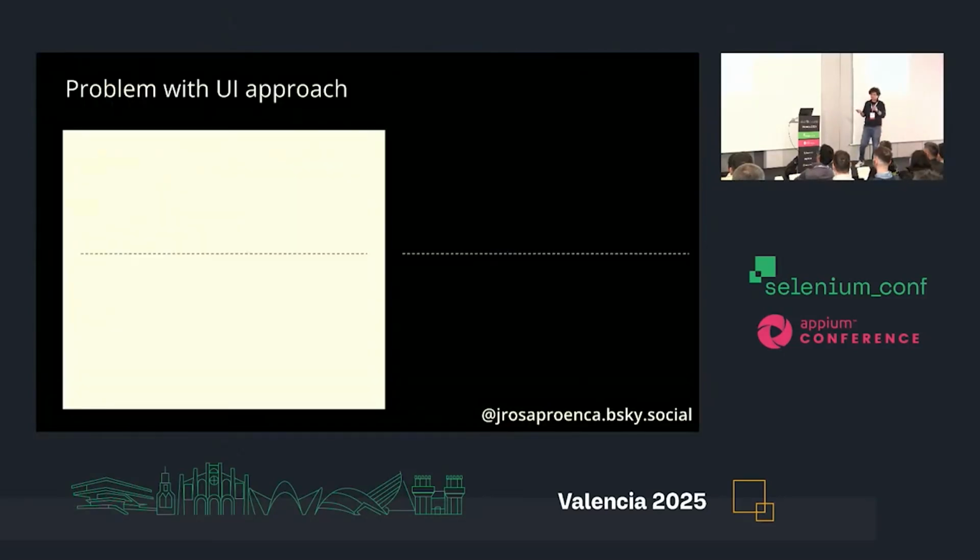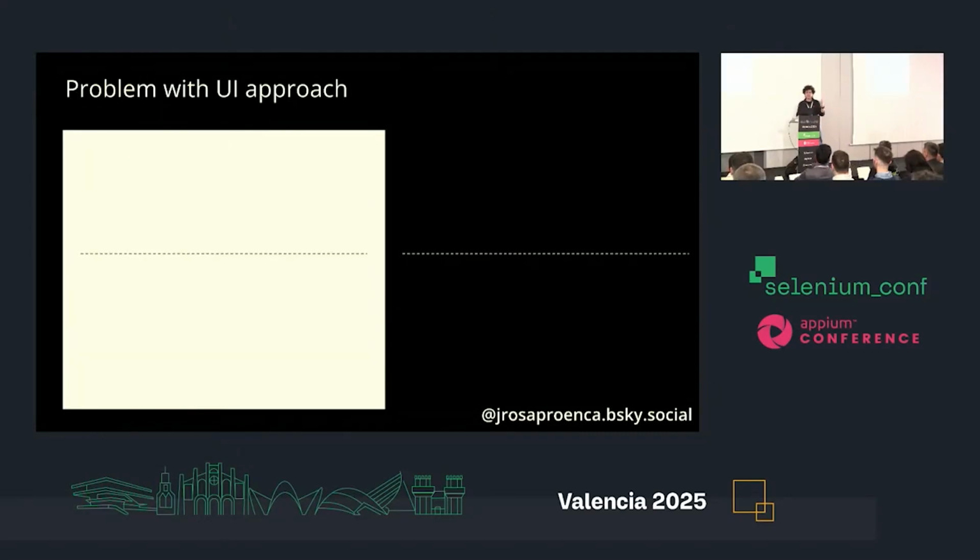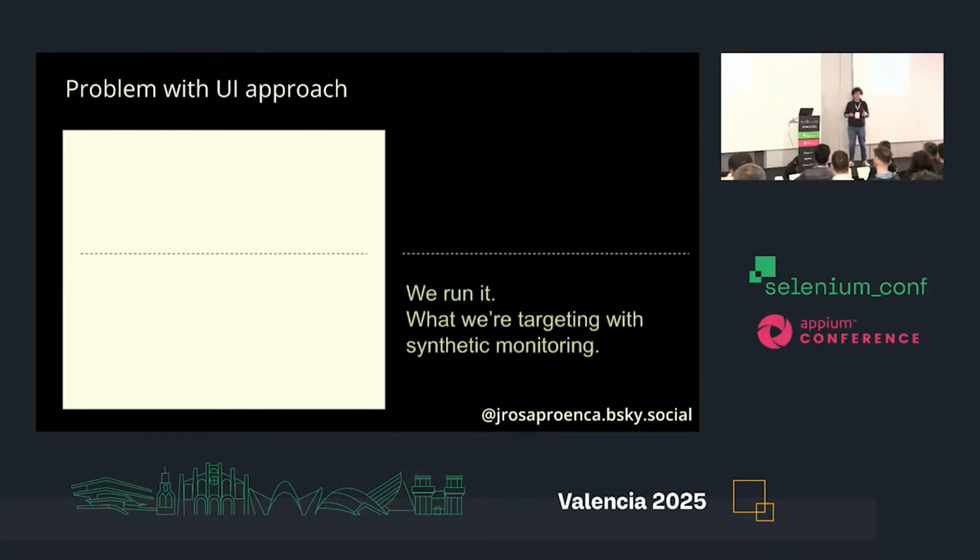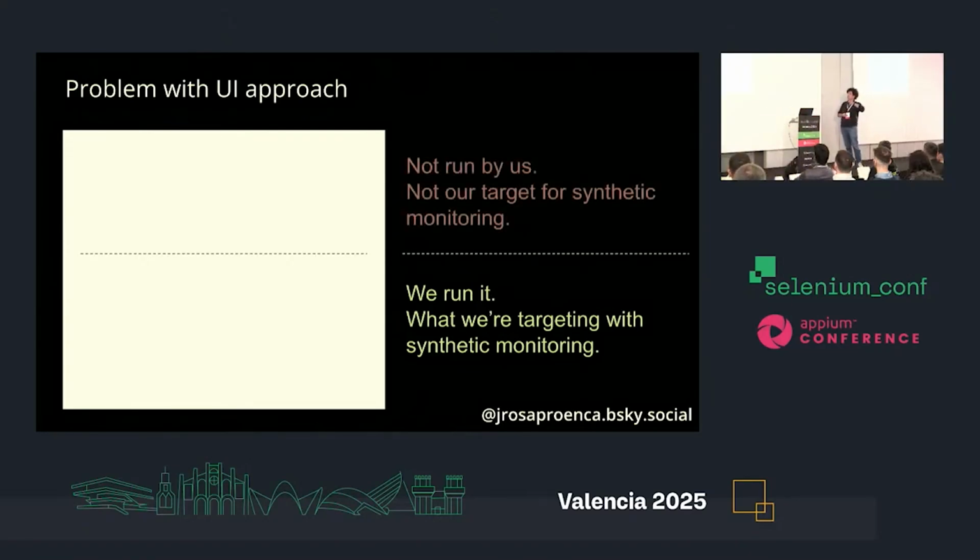But for me, this approach has had a problem in my mind, which I'm trying to express here in this visual. When you're doing synthetic monitoring, there is a specific part of the system that we run, and we want to target with this kind of monitoring. However, the way we were doing that, there's also going to be another big chunk of the system that is not actually run by us, and we're not targeting with synthetic monitoring, and that's where the problems are coming from.